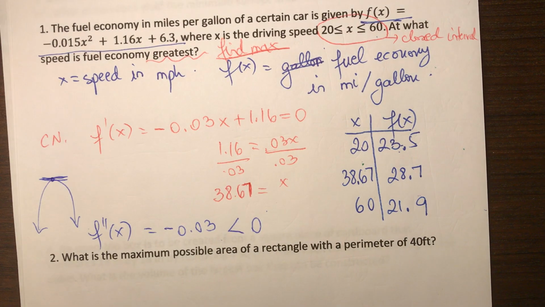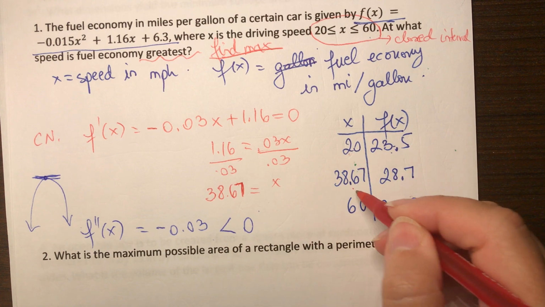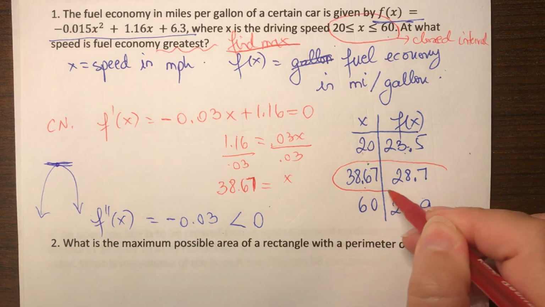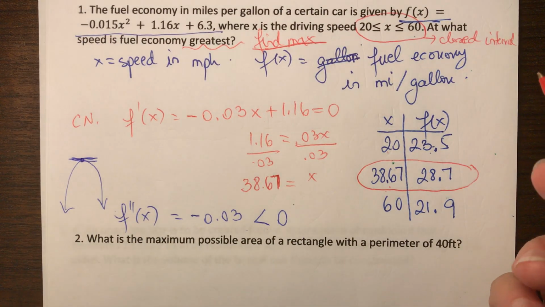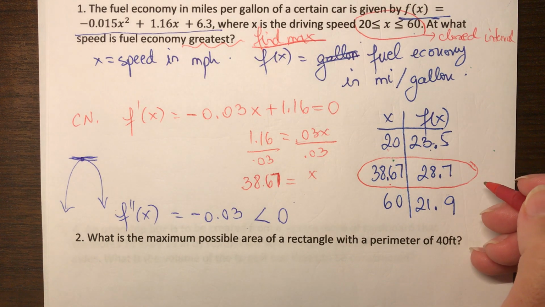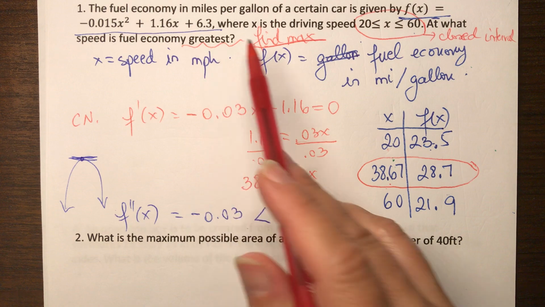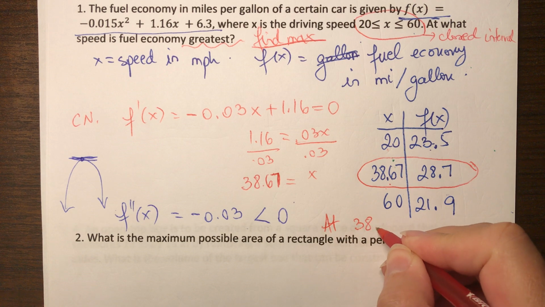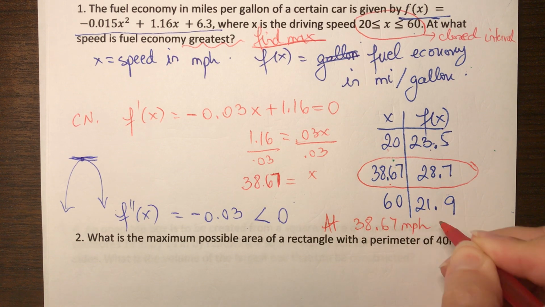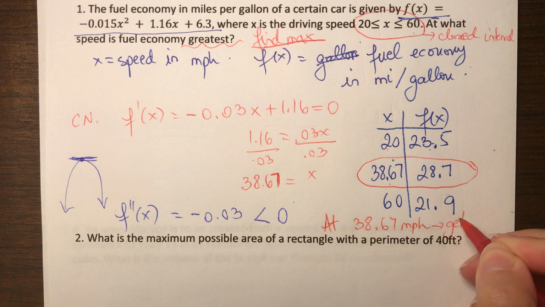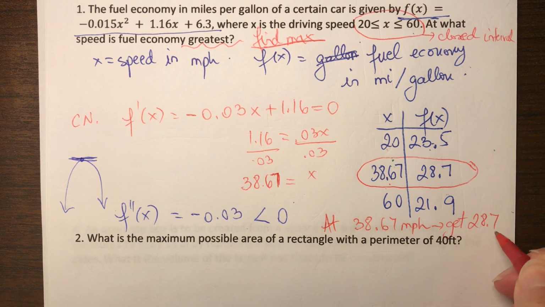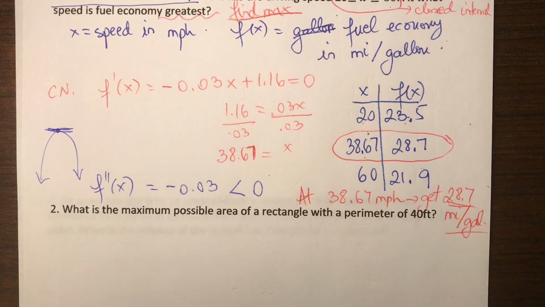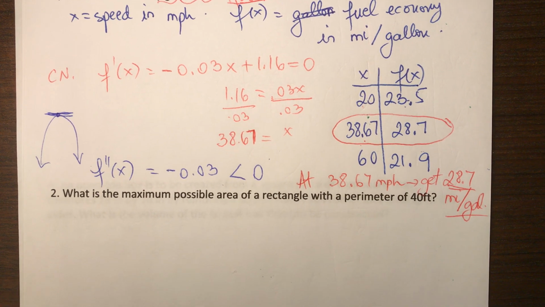And as you also see from this other method, right, where we plug in the beginning, the end, and see which one, and the critical numbers in between, which one leads to the highest value? Clearly, the critical number in between, yes? So this is our answer. So it says, at what speed is fuel economy greatest? Our ultimate answer is at about 38.67 miles per hour, right? You're going to be able to drive 28.7 miles for every gallon. Okay, so that's when you get the most mileage for your gas, right?